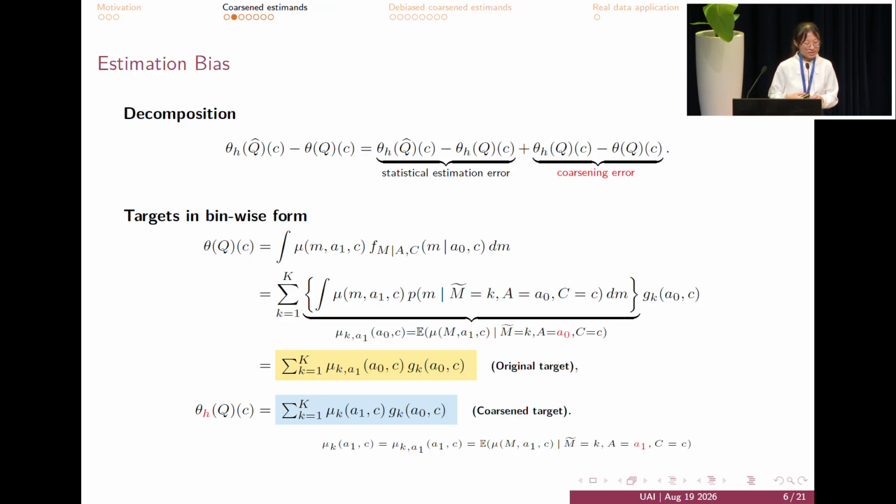To make theta HQ and theta Q more comparable, we rewrite the original target theta Q also in the same bin form. So within each bin, we average the outcome regression over the mediator probability under A0. That gives us the yellow block. So we will have this form of original target. The blue block shows the coarsened target we have mentioned before. So we can see the difference between these two is exactly the outcome term.